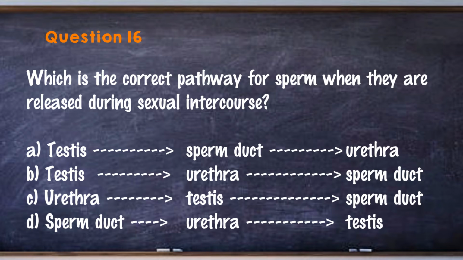The first option, we have from the testis to the sperm duct to the urethra. B, from the testis to the urethra to the sperm duct. And C, from the urethra to the testis to the sperm duct. And D, from the sperm duct to the urethra to the testis.